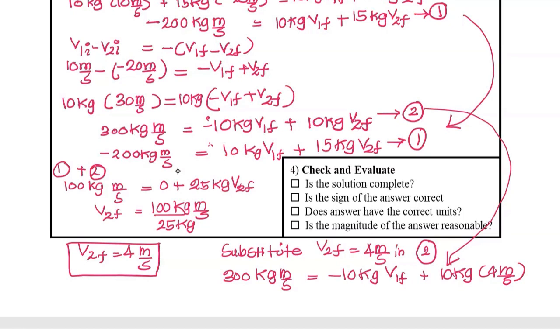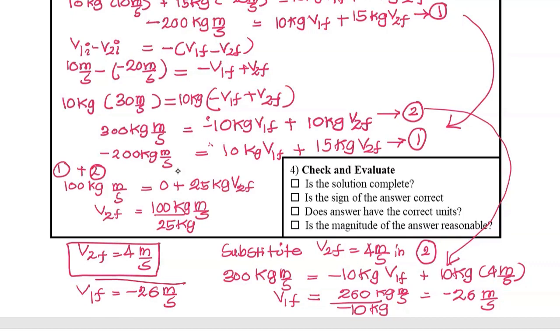You have to rearrange the equation and separate V1 final. You will get 260 kilogram meters per second divided by negative 10 kilograms. That would be equal to negative 26 meters per second. So as we expected, one of the two velocities is negative. So it's negative 26 meters per second. Okay, so is the solution complete? Yes, the sign is correct. So we have completed the question. That would be it.